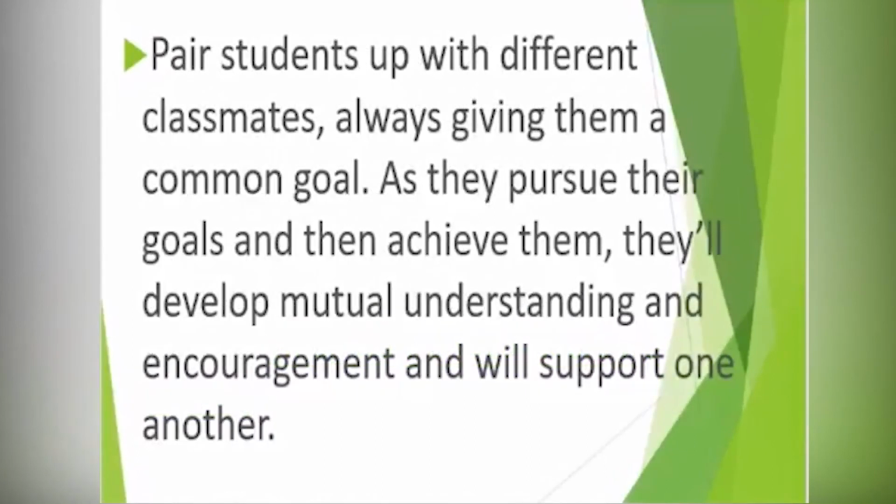Pair students up with different classmates, always giving them a common goal. As they pursue their goals and then achieve them, they will develop mutual understanding and encouragement and will support one another. This will create a safe place for students to put their English skills to use in a supportive environment that encourages creativity.